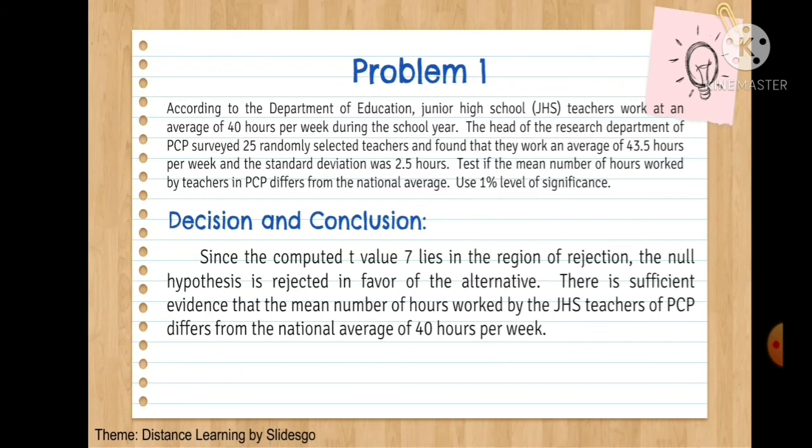Now this is our decision and conclusion. Since the computed t-value 7 lies in the region of rejection, the null hypothesis is rejected in favor of the alternative. There is sufficient evidence that the mean number of hours worked by the junior high school teachers of PCP differs from the national average.